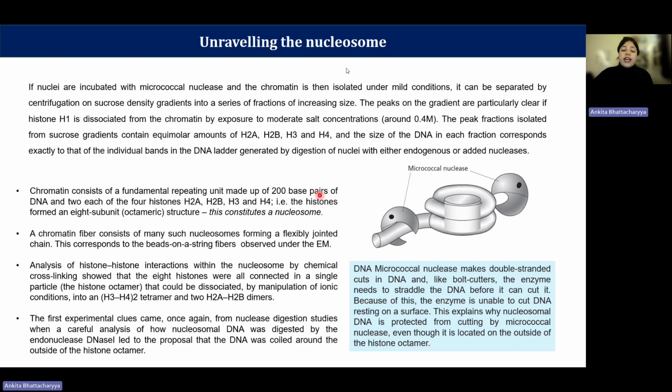Now, when we come to define the basic repetitive unit of chromatin, it involves about 200 base pairs of DNA and a core histone octamer, which is made up of two each of the four core histones, H2A, H2B, H3, and H4. The histones form this octameric structure, which, along with near about 175 to 200 base pairs of DNA, constitutes a nucleosome. Now, a chromatin fiber actually consists of many such nucleosomes, which form a flexibly jointed chain.